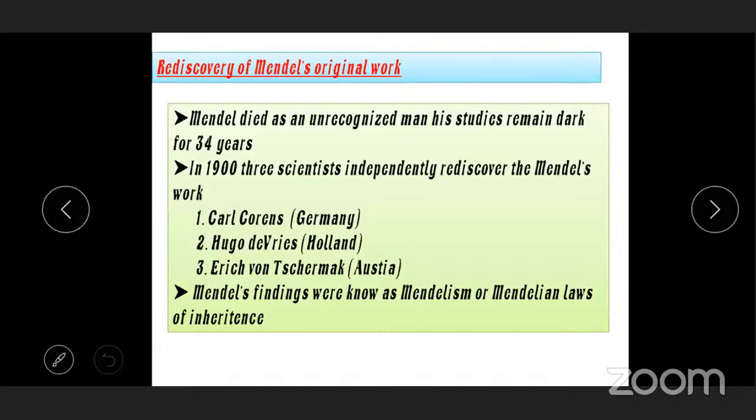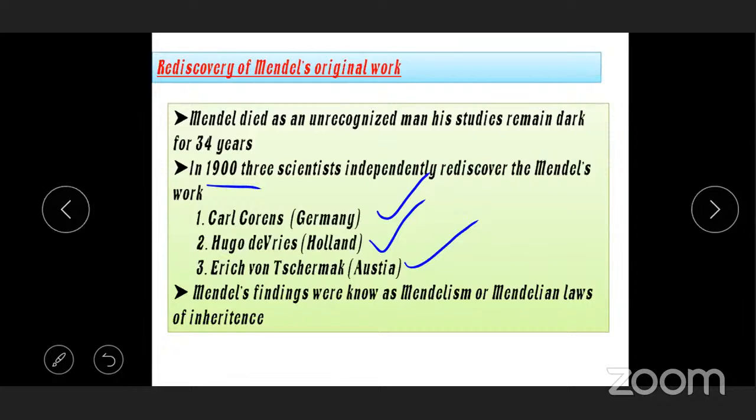Mendel died as an unrecognized man. His studies remained in the dark for 34 years. Yes, it is true. Later, in the year 1900, three scientists independently rediscovered Mendel's work. Those were Karl Correns, belonging to Germany, Hugo de Vries, belonging to Holland, and Erich von Tschermak, belonging to Austria.